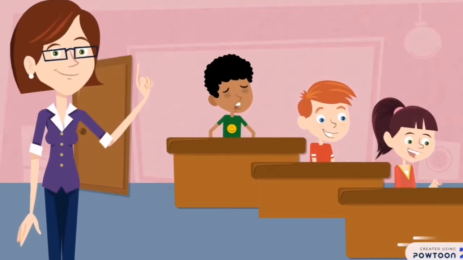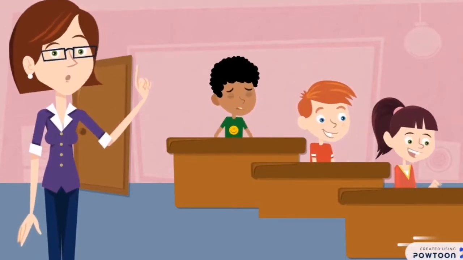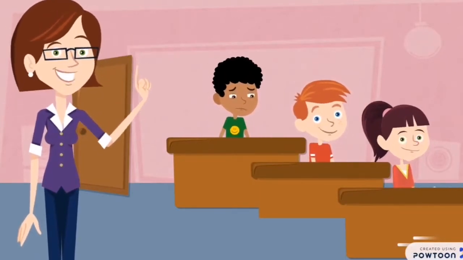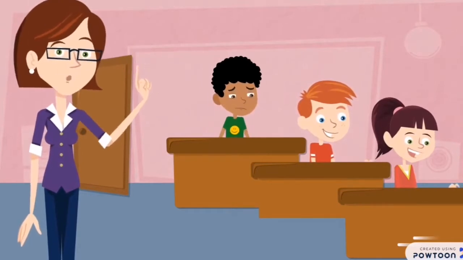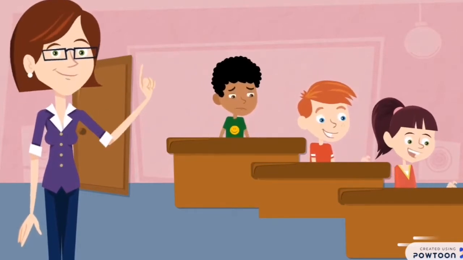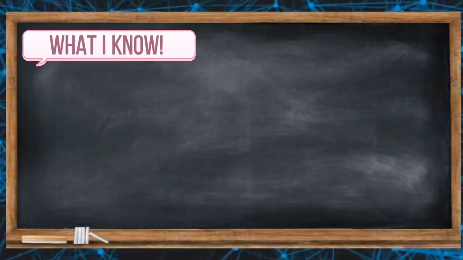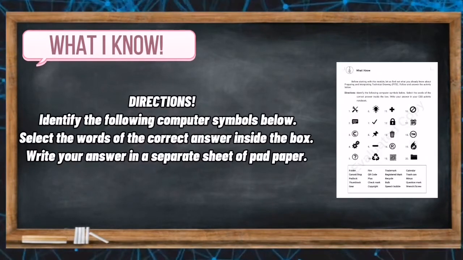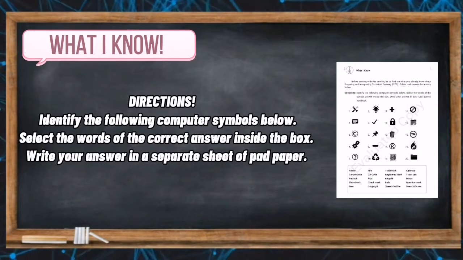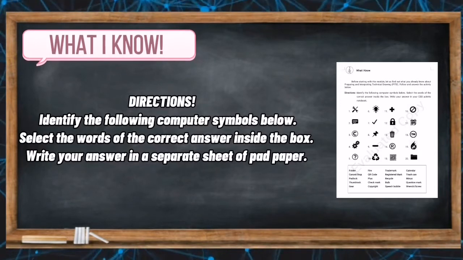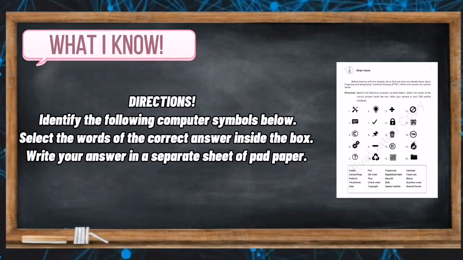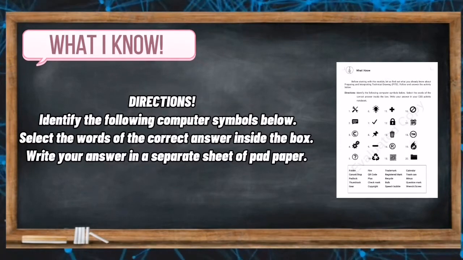4. Before starting with this module, let us find out what you already know about preparing and interpreting technical drawing. Please follow the activity on your module. What I Know. Identify the following computer symbols. Select the words of the correct answer inside the box. Write your answer in a separate sheet of pad paper.